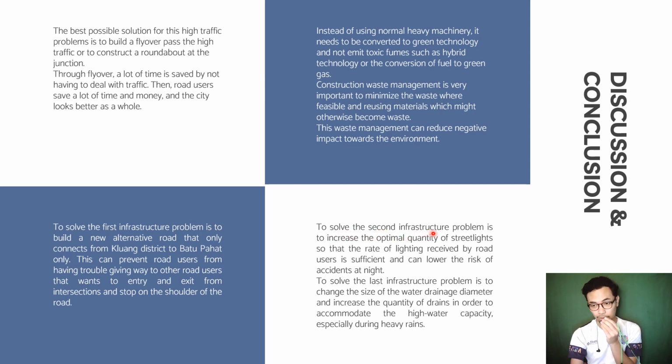To solve the second infrastructure problem is to increase the optimal quantity of street lights so that the amount of lighting received by the road users is sufficient and can lower the risk of accidents at night. To solve the last infrastructure problem is to change the size of the water drainage diameter and increase the quantity of drains in order to accommodate the high water capacity, especially during heavy rains.